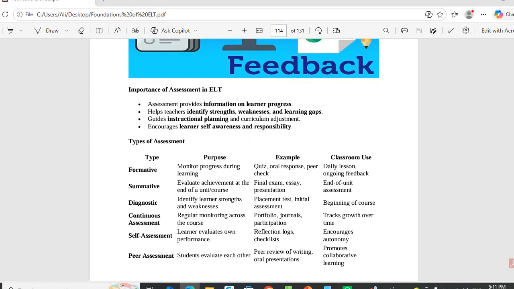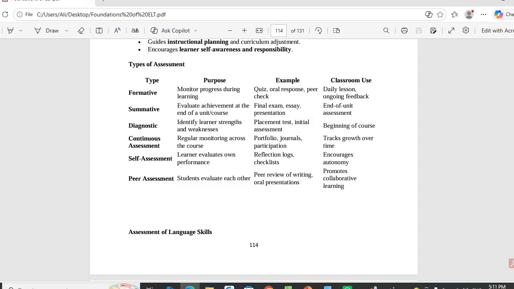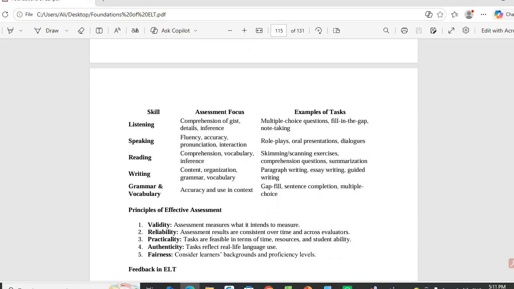Encourages autonomy. Peer assessment, students evaluate each other: peer review of writing, oral presentation. Promotes collaborative learning. Assessment of language skills: listening, speaking, reading, writing, and grammar and vocabulary.